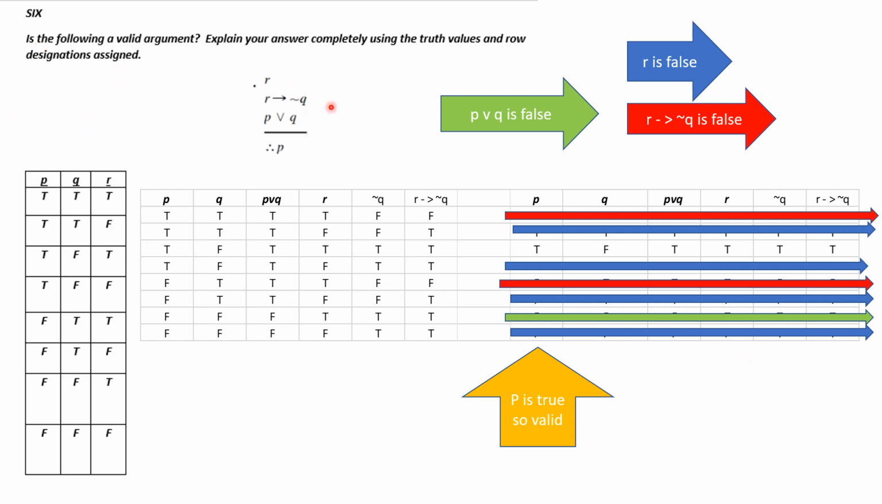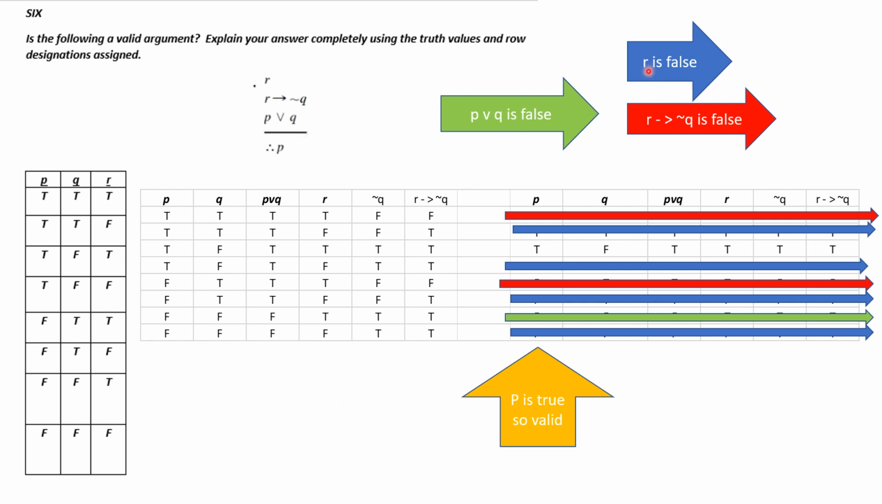So it is R. R implies negation Q, P or Q, therefore P. So we build a truth table. Here's the truth table that we build, having all the statements in it. Here's the column for R. Here's the column for R implies negation Q, and here's the column for P or Q.